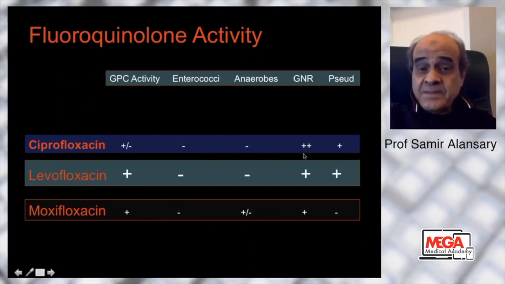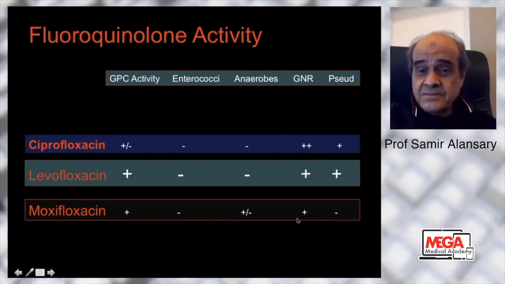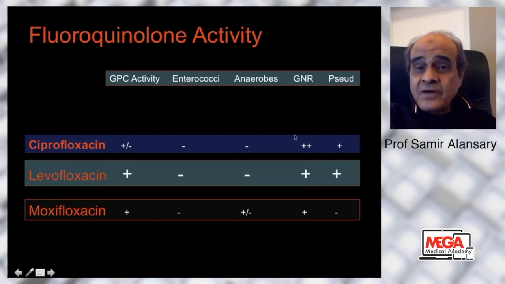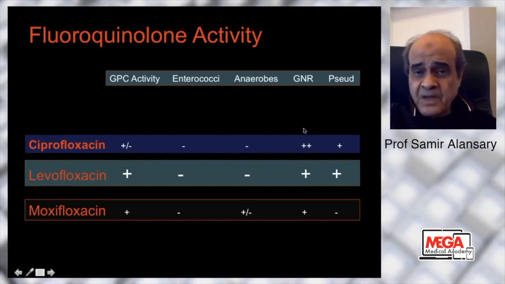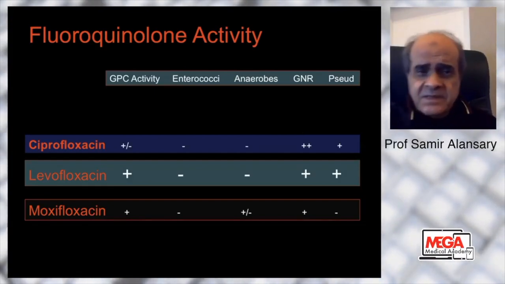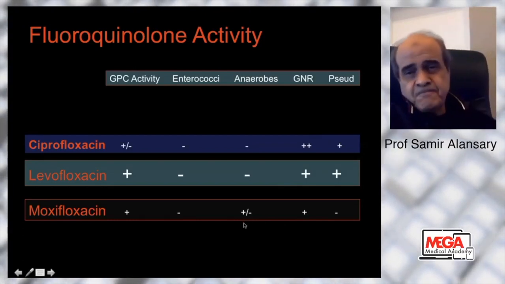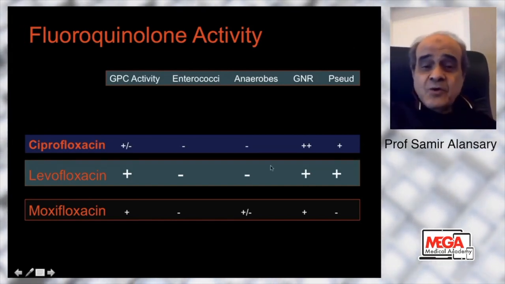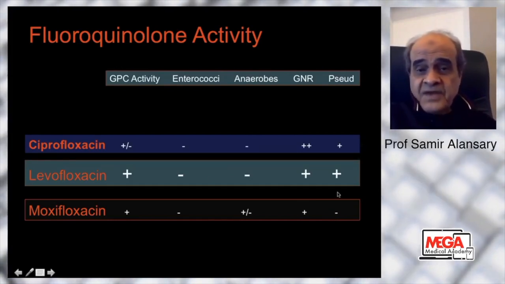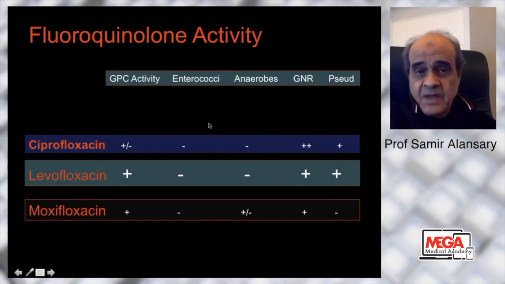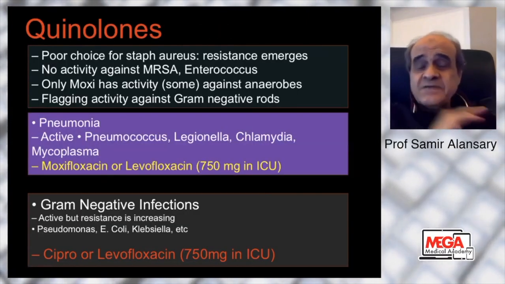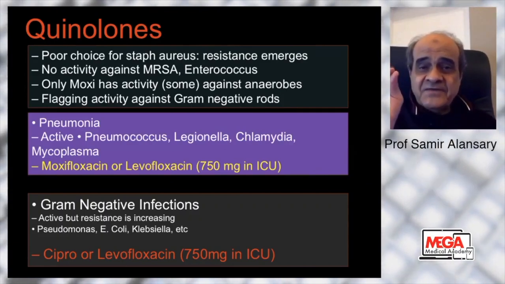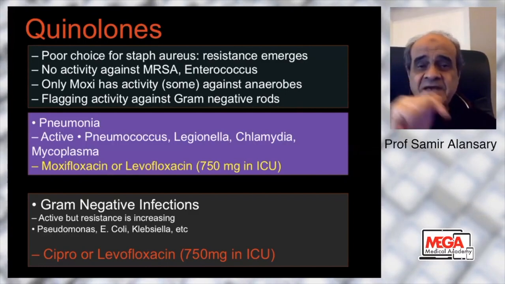For gram-negative, cipro is the best, followed by levofloxacin and moxi. Moxi is the best for respiratory, followed by levofloxacin. For anaerobes, as I told you, not covered. For Pseudomonas, moxifloxacin does not cover Pseudomonas, but it is covered by levo and ciprofloxacin. Quinolones in general are a poor choice for Staph aureus. No activity against MRSA or enterococcus. Only moxi has some activity against anaerobes, and weak activity against gram-negative rods.